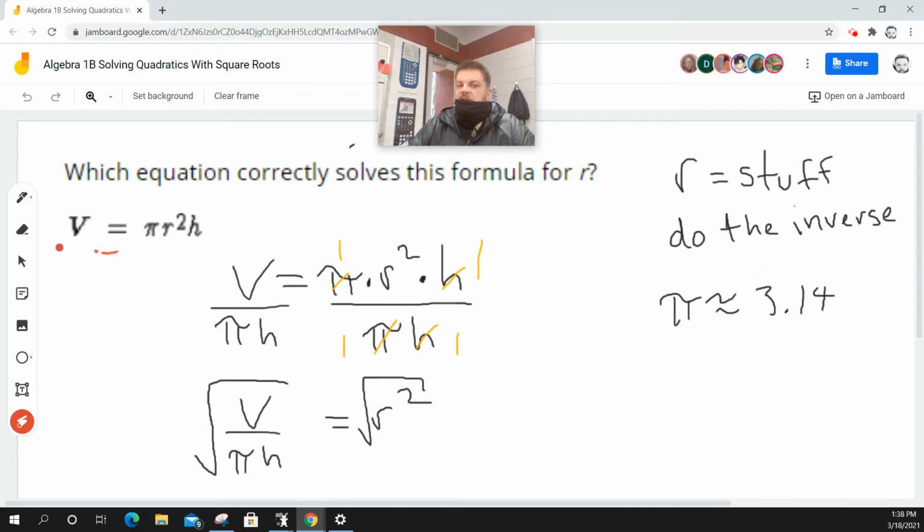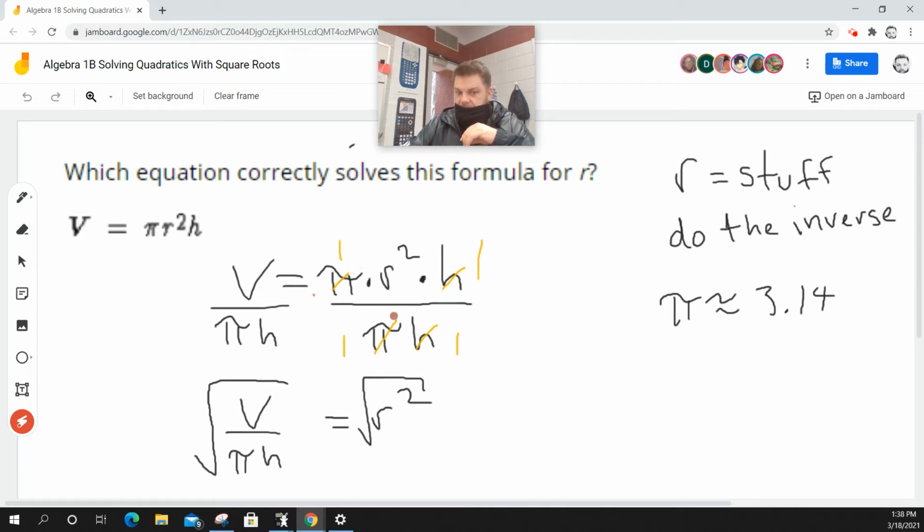In the original equation, v equals pi r squared h, I have a pi and I have h, and they're being multiplied by r squared. I can do the opposite of multiply by dividing. So here, I'm going to divide this whole thing by pi and h at the same time.